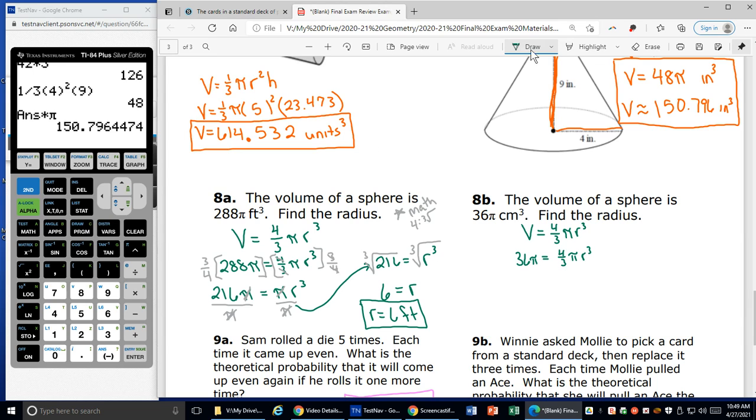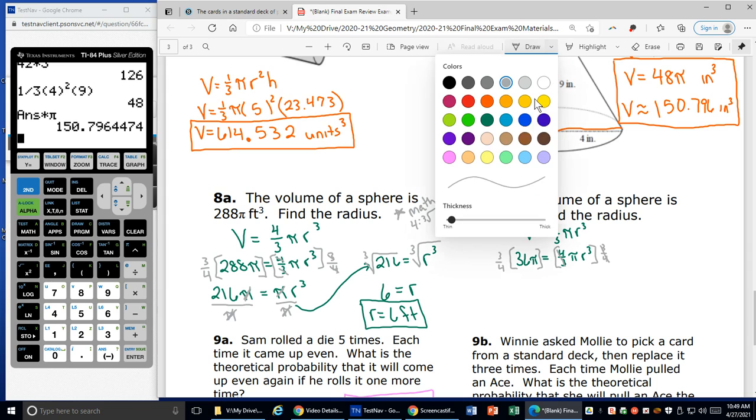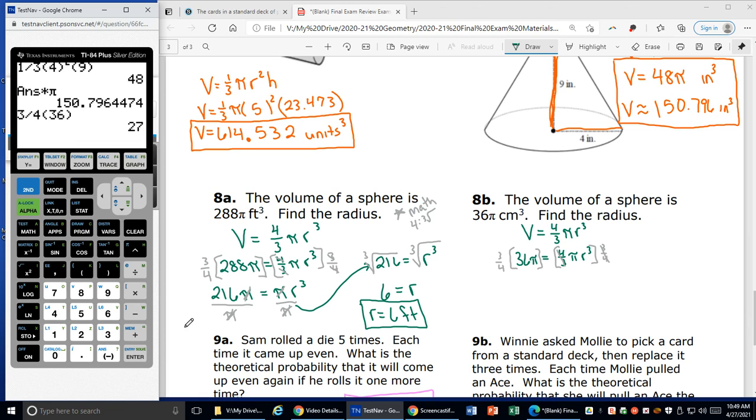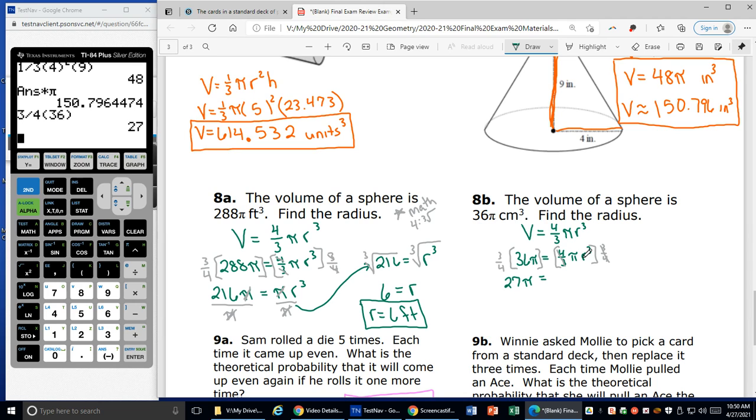Then I multiplied both sides by the reciprocal of 4/3 so that I could get rid of the 4/3. 3/4, so that way that would cancel out. And when I do that, 3/4 of 36 pi, and I'm just going to do the 36, is 27. So 27 pi equals pi r cubed, because the fractions cancel.